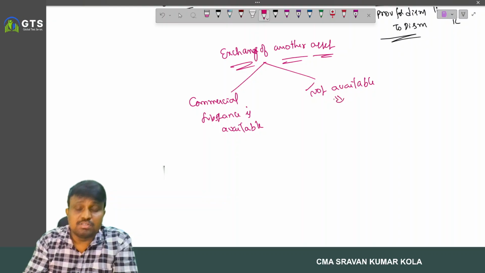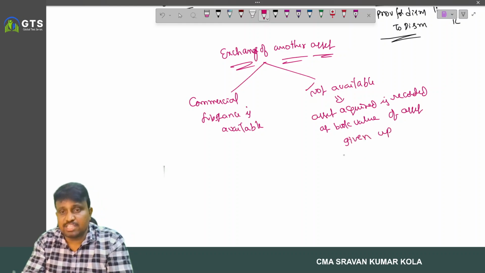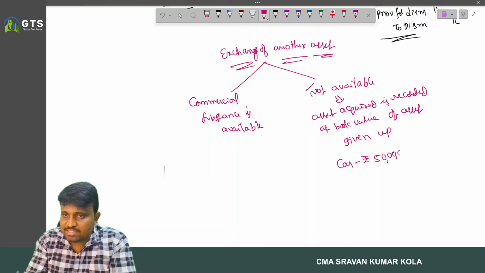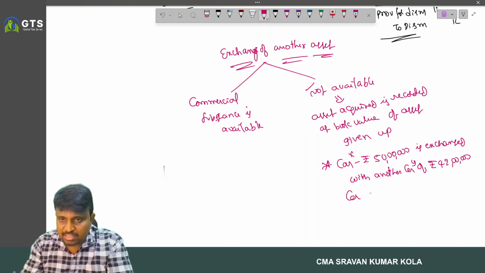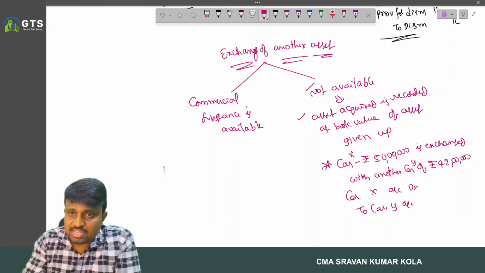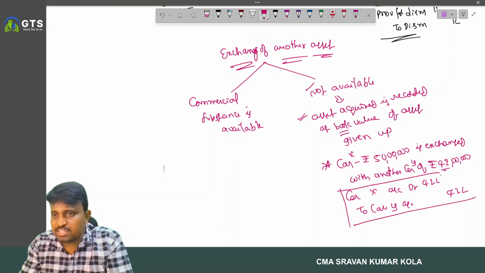In case commercial substance is not available, remember, the asset acquired is recorded at the book value of the asset given up. For example, car X with book value 50 lakhs is exchanged with another car Y of rupees 42 lakhs, and here we have no commercial substance. Then we are getting car X, so we write the entry: car X account debited to car Y. Then the question is, car X is recorded at what price? If no commercial substance is involved, the asset is recorded at the book value of the asset given up. That is 42 lakhs. You have to record it at 42 lakhs, and no need to consider any profit or loss here.